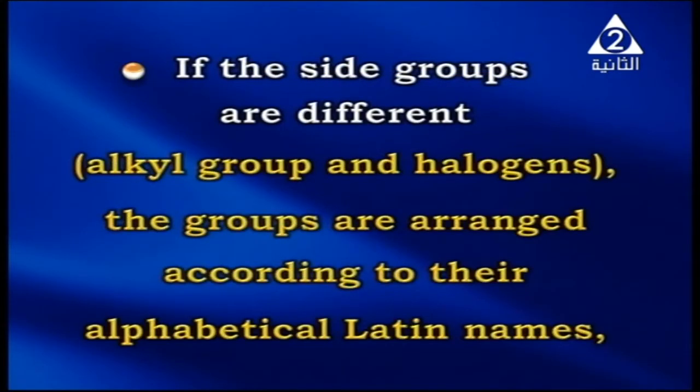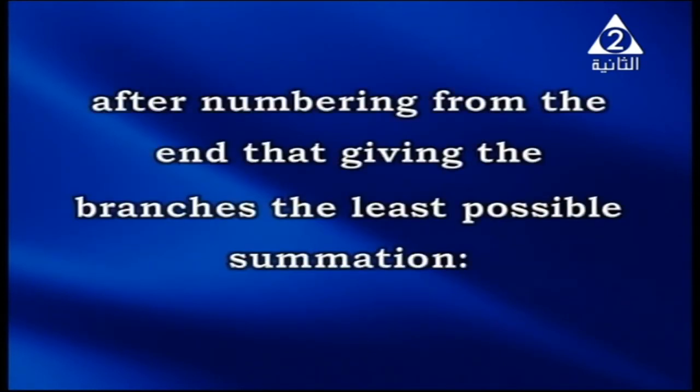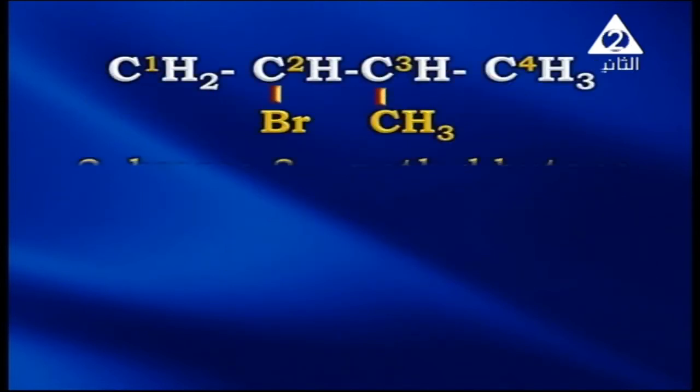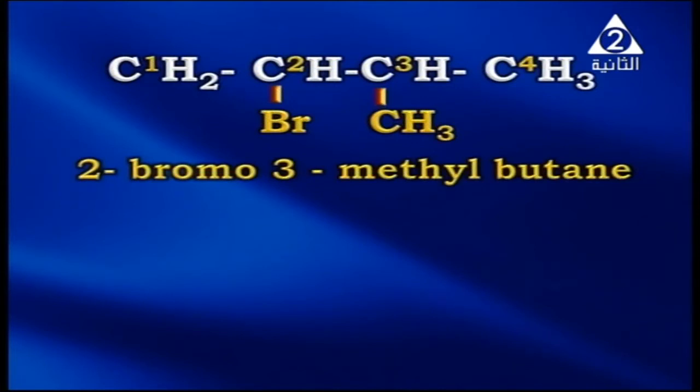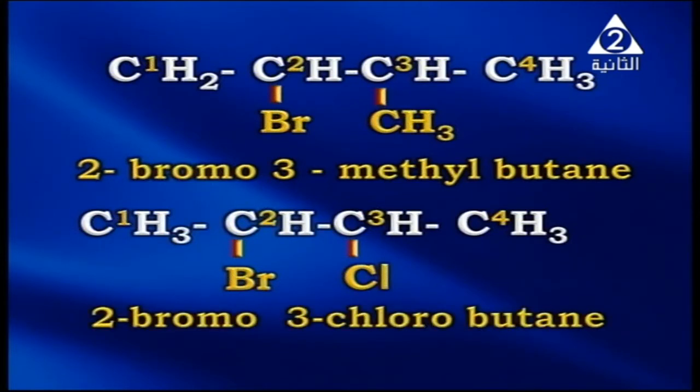If the side groups are different groups, such as alkyl or halogen, the groups are arranged according to their alphabetical Latin names, after numbering from the end that gives the branches the least possible summation. For example, here 2-bromo-3-methylbutane. Another example, as shown on the screen, it will be 2-bromo-3-chlorobutane.